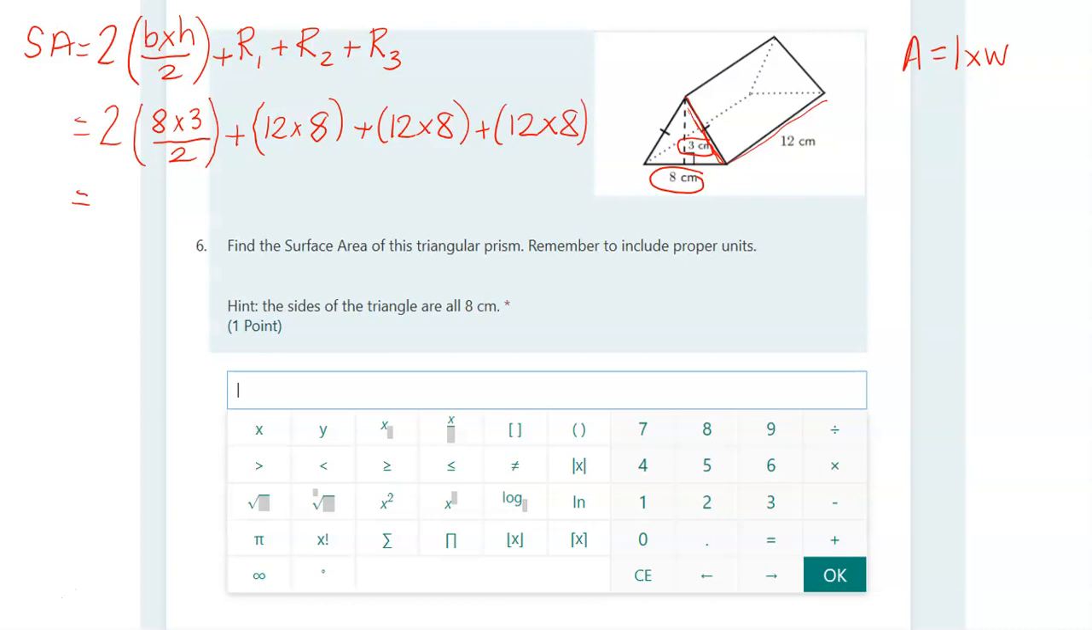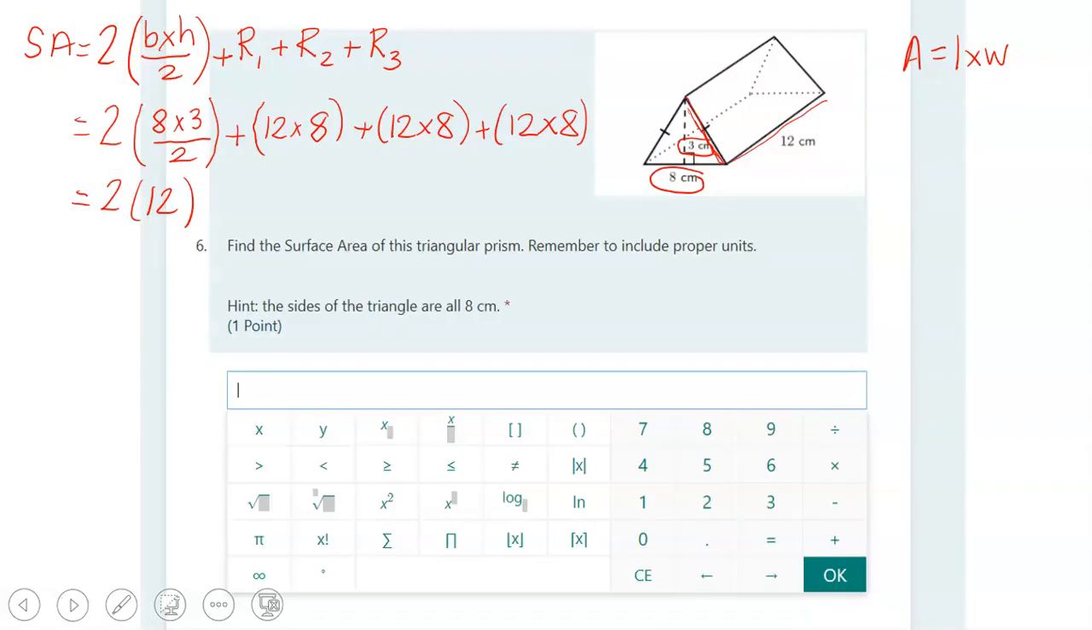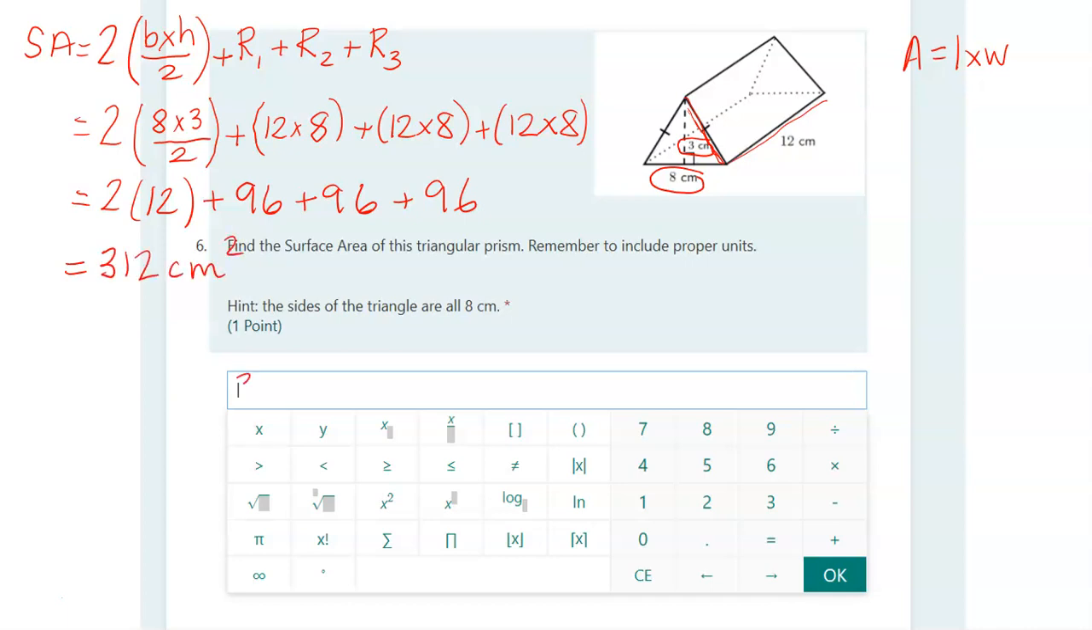Okay, so when I'm solving this, 2 times 8 times 3 is 24, divided by 2 is 12. Then I'm going to add 12 times 8, which equals 96, 3 times. When I add all of that out, I'm going to get a final answer of 312 centimeters squared, and that's what I would write in here, 312 centimeters squared.